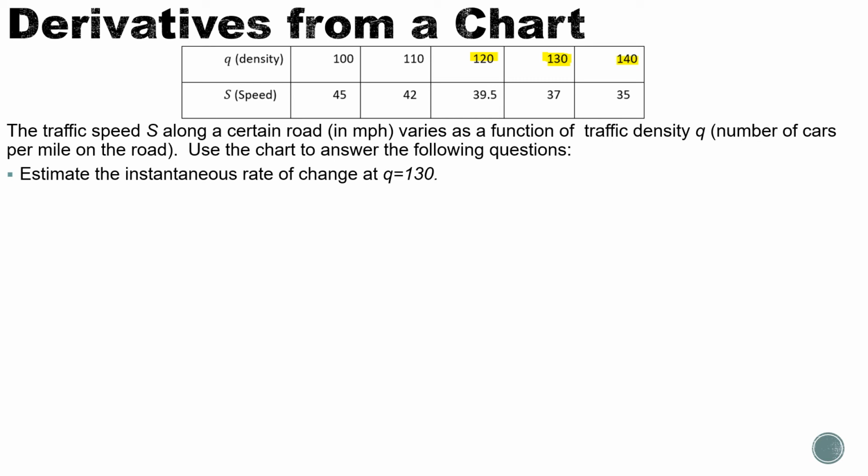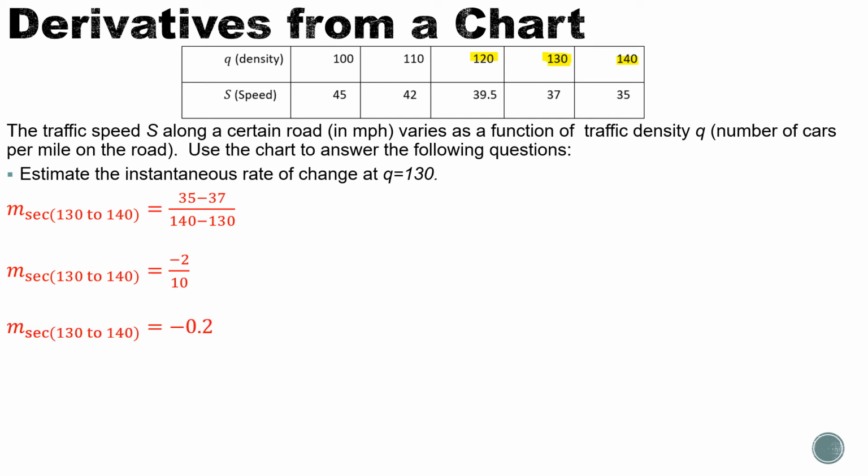And then I'm going to take those two numbers, whatever I find them to be, and I'm going to find the average of that to estimate my instantaneous rate of change. So to start, I'm going to do my average rate of change from 130 to 140. So I have 35 minus 37 over 140 minus 130. I simplify that to negative 2 over 10, and then I go ahead and work that out to be negative 0.2. Now I'm going to find the average rate of change from 120 to 130.